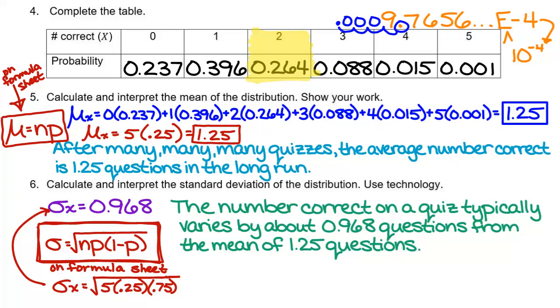I want you guys to do numbers 7 and 8. Number 7, calculate the probability of getting at most 3 questions correct. And then for number 8, what is the probability of getting 3 or more correct? Please do numbers 7 and 8.